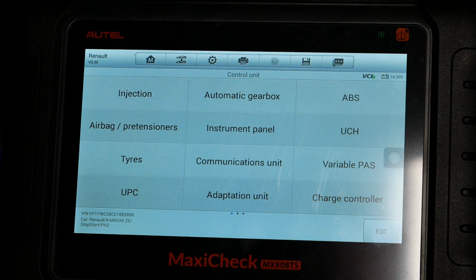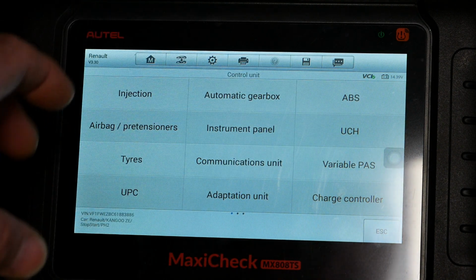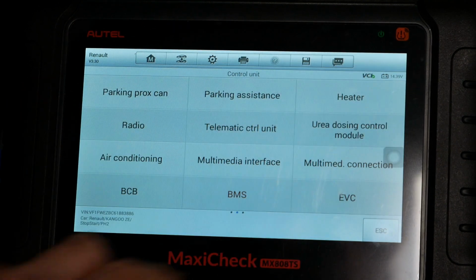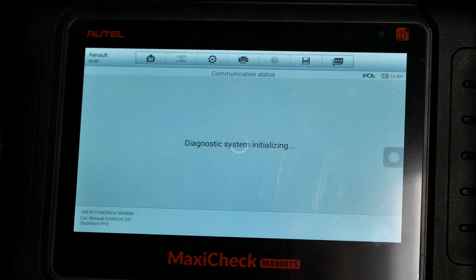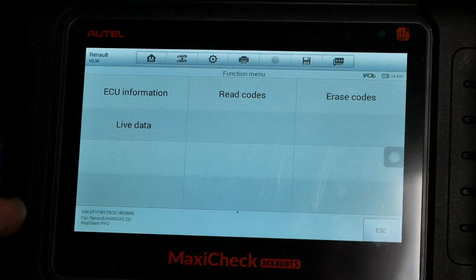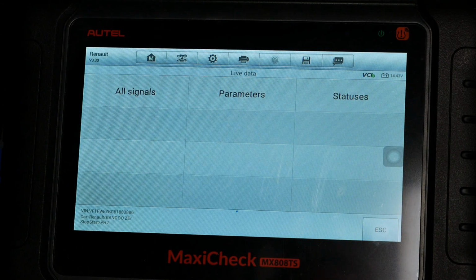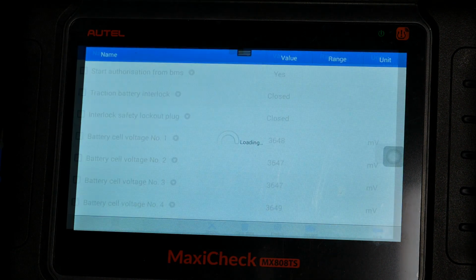So I'm connected to the vehicle, and as we can see there, the vehicle has lots of ECUs. And we can scroll through any of those and have a look at them. In this case, we want to look at the BMS, which stands for Battery Management System. And then when we're in there, we can look at the live data. I would just say the ignition is on in the vehicle, and then we can look at all signals.